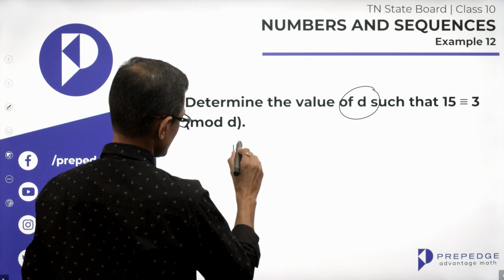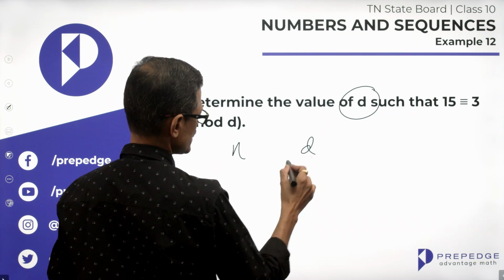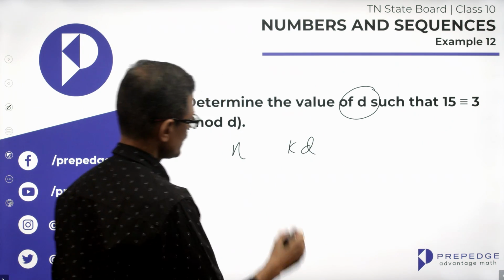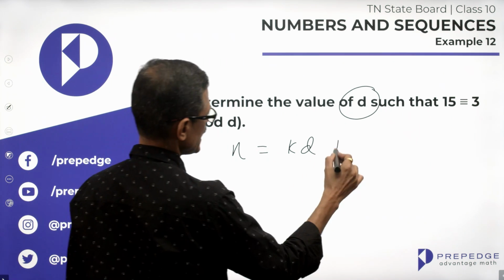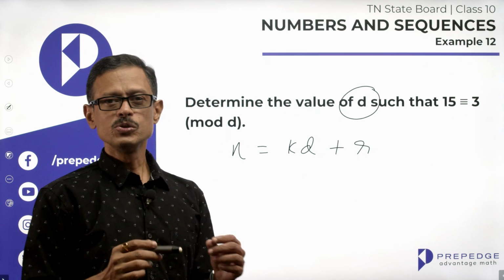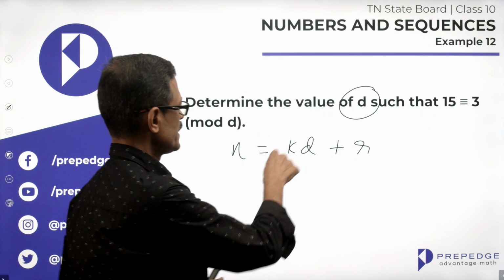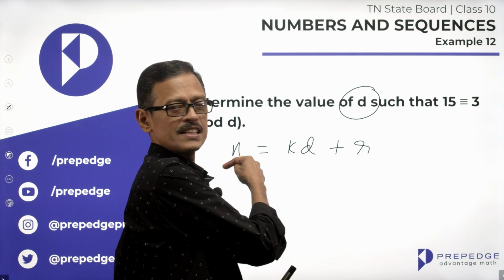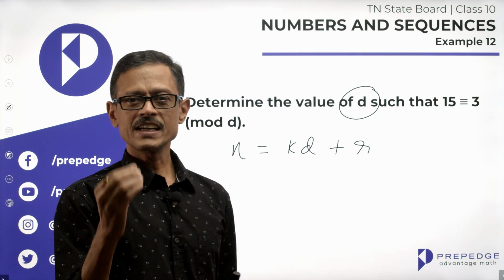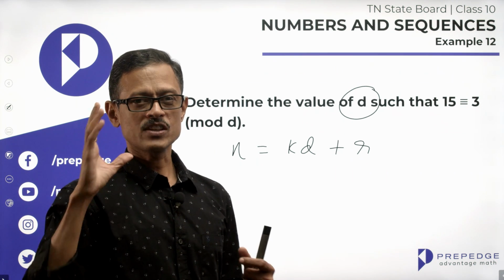Let's say a number n is divided by a divisor d and the quotient that we get is k. Then we can say n is equal to kd plus r. இதுதான் வந்து Euclid's division lemma, where d is a divisor, k is a quotient, n is a dividend and r is a remainder. Remainder என்ன values இருக்க முடியும்? 0ல இருந்து d minus 1 வரைக்கும் இருக்க முடியும்.